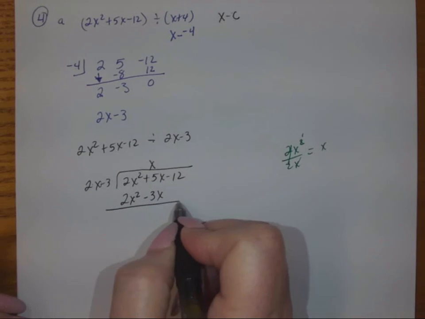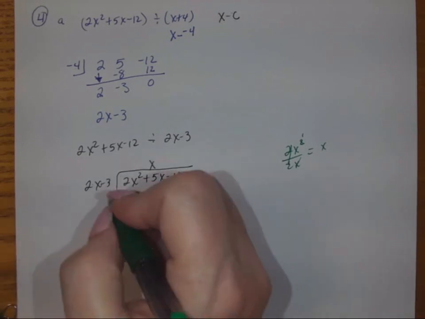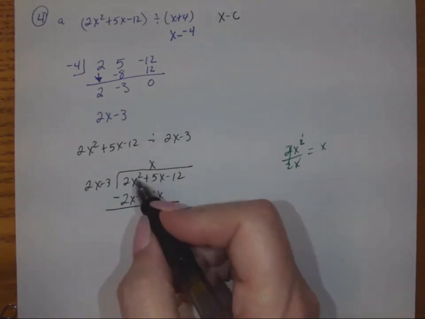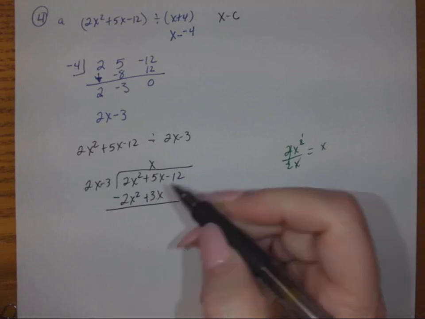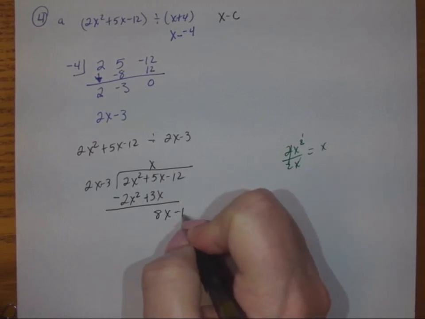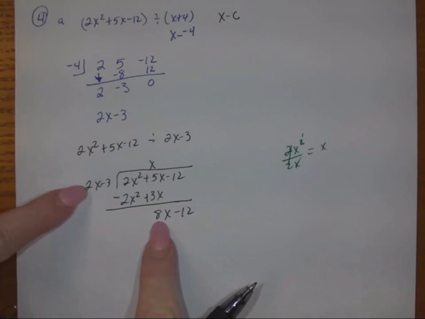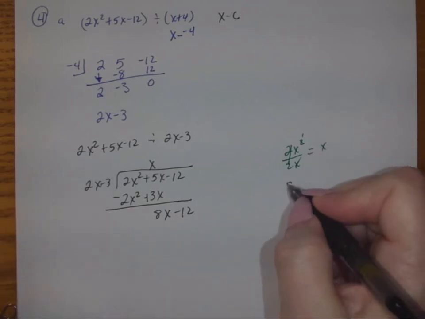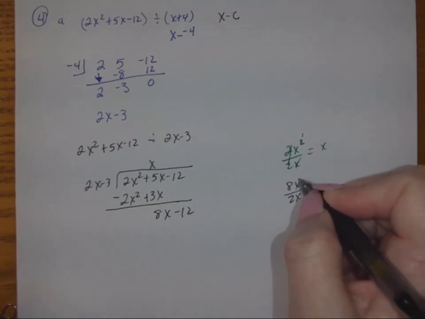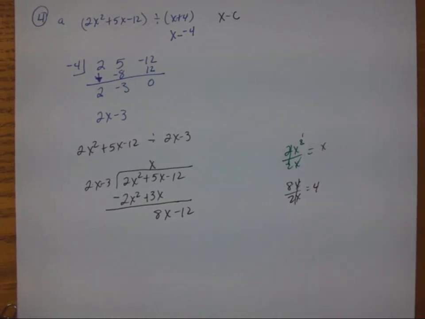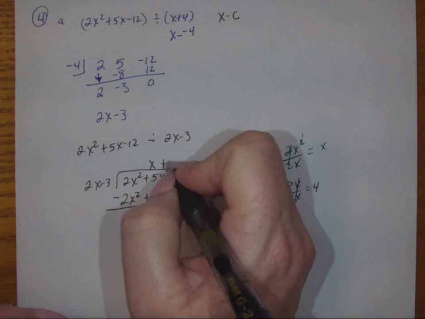You're going to draw the line and you're going to change both signs. That's what you do in a regular long division. That's what you also need to do here. The 2x squareds will cancel. 5x plus 3x will get me 8x minus 12. Now 8x divided by 2x, if I come back over here, the x's would cancel. 8 divided by 2 is 4. So I'm going to put plus 4.